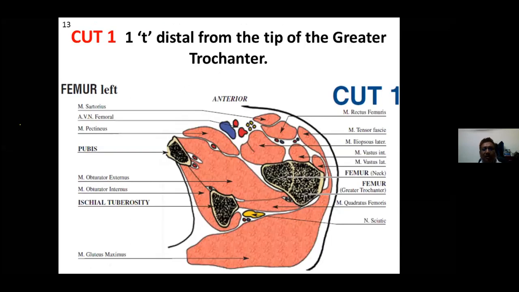Now, different levels of the thigh. Cut 1, just show the anatomy. The transverse section is performed at the intertrochanteric line, just 1 cm distal from the tip. Here, about 70% of the bone is cancellous. The ischium is palpable posteriorly, which is the important guideline for the sciatic nerve.